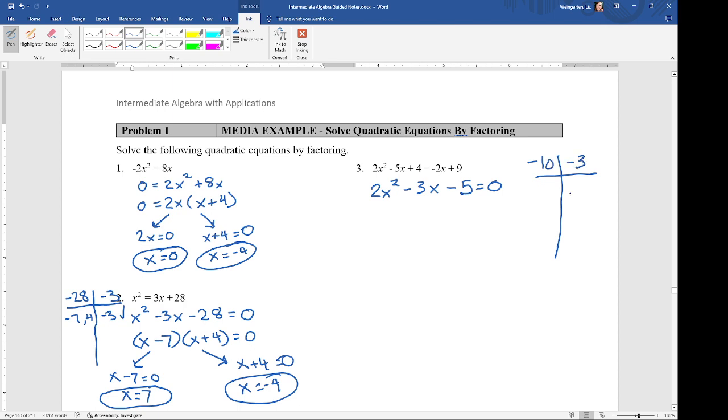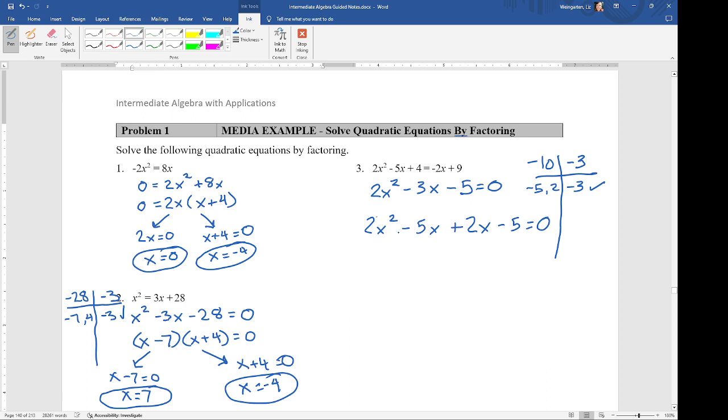So the larger of the two factors is going to be negative. So I will have a negative 5 and a 2. Don't feel bad if you don't get these as fast as me. I am just practicing under the assumption you already know how to do product sum. So we're going to split out our b. So we have 2x squared minus 5x plus 2x minus 5 equals 0.